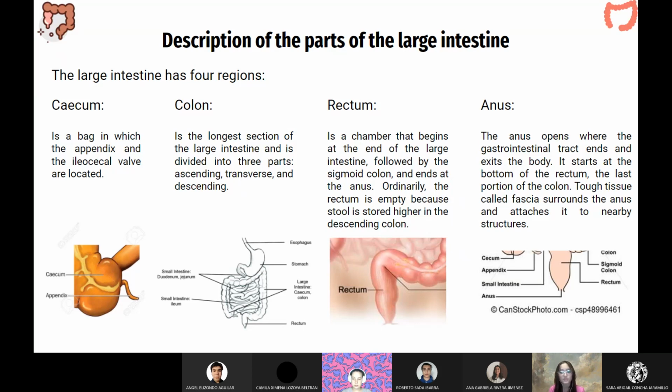And finally, there's the anus. The anus opens where the gastrointestinal tract ends and exits the body. It starts at the bottom of the rectum, the last portion of the large intestine. A tissue called fascia surrounds the anus and attaches it to the nearby structures.